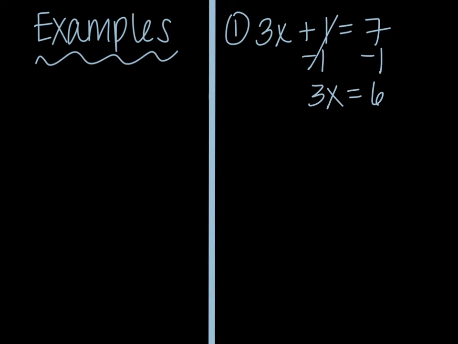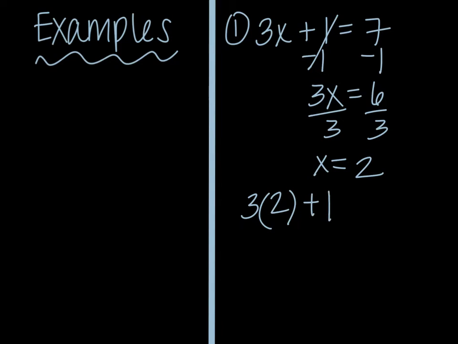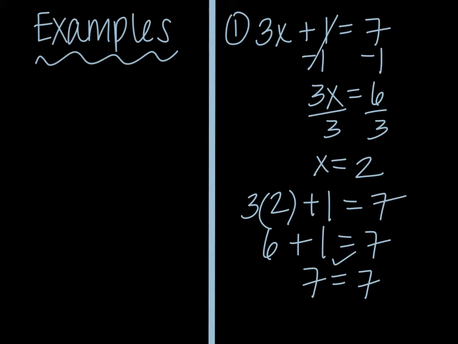Now we have a one-step equation. Cancel out 3 times x by dividing both sides by 3. You get x equals 2. You can check that by plugging it back in. 3 times 2 plus 1 should be equal to 7. Order of operations would do the multiplication first. 6 plus 1 equals 7. 7 is equal to 7, so we got it right.